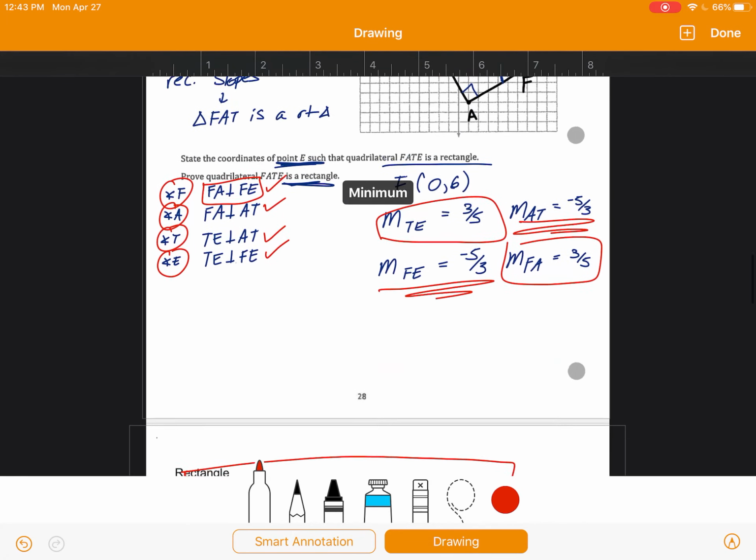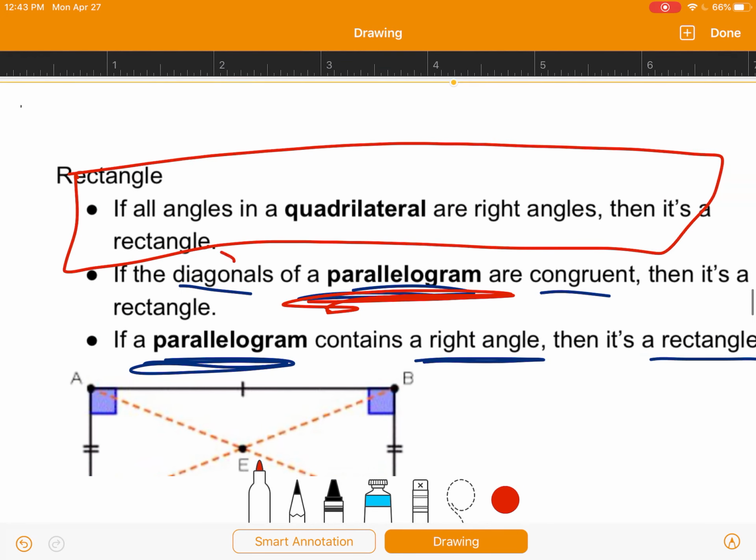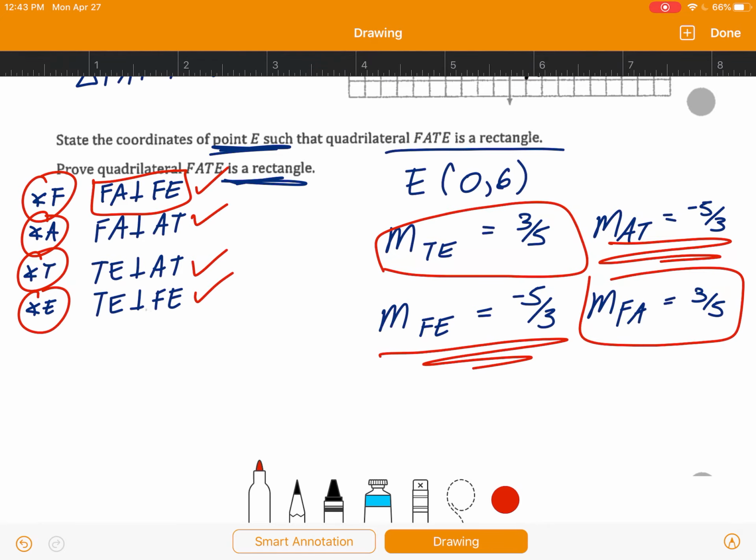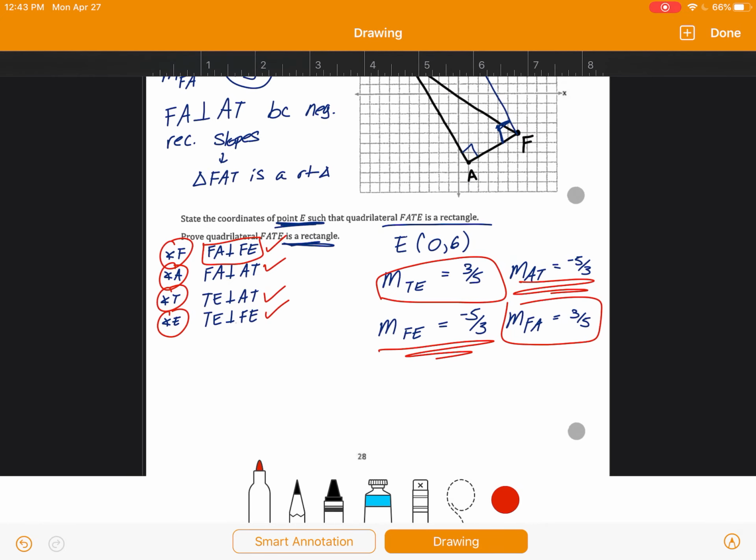Then you can use the distance formula to find the lengths of the diagonals, make sure those are congruent, or you can say 1 right angle, which we've already done. So anything like that will work. There are lots of correct answers for this one as well. Okay, but most of it is going to involve using the slope at some point.